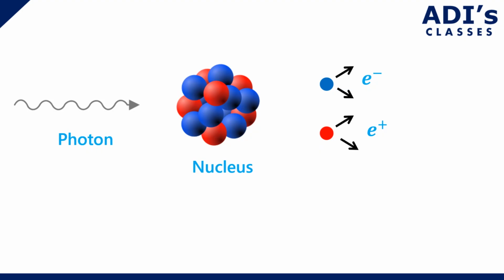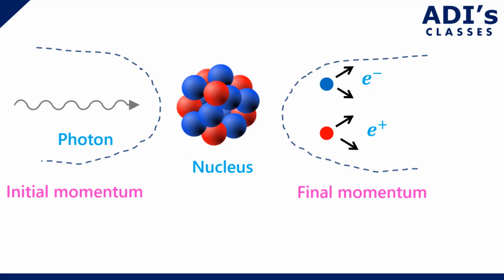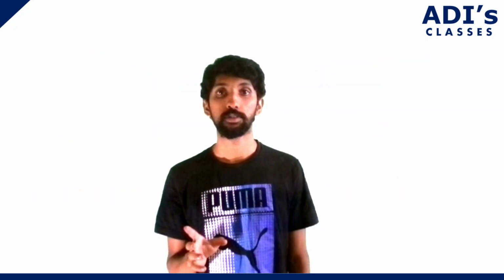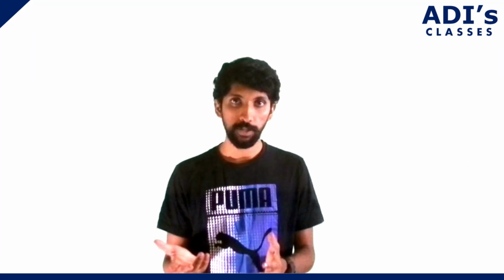Now the initial momentum of the photon and the final momentum of the pair, the positron and the electron, the whole momentum is conserved here. This is what we call pair production. Anyway, you'll study pair production later. But the point is, even at a microscopic level, the conservation of linear momentum holds good. Understood? A few more examples I can give in the next video.